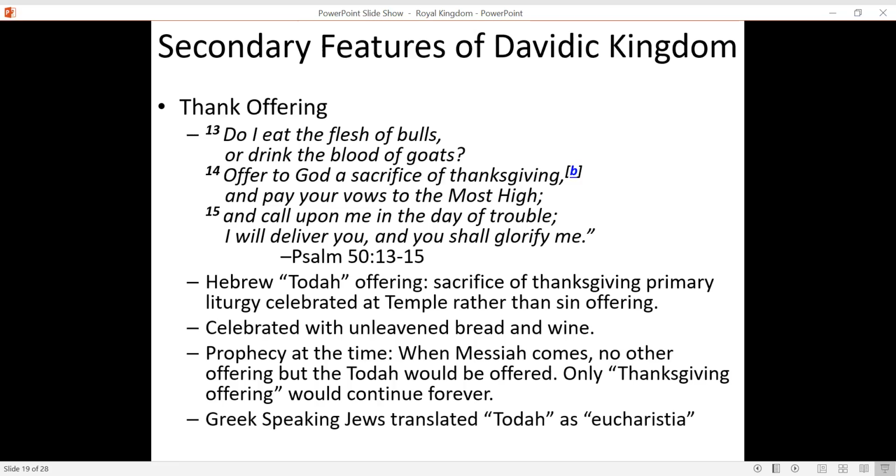Here's the cool thing. Greek-speaking Jews would translate the word Todah to Eucharistia. This is why in the Catholic Mass we call it the Eucharist. This is why we don't re-sacrifice Jesus in the Mass. It's a sacramental offering of the full body, blood, soul, and divinity of Jesus, who dies on a cross once and for all. And that sacrifice is now represented to us in its power in a Thanksgiving offering, which is what Father Jim does when we celebrate the Mass.